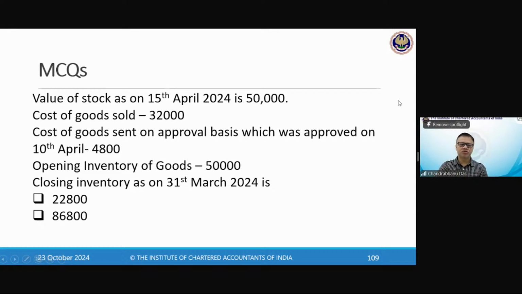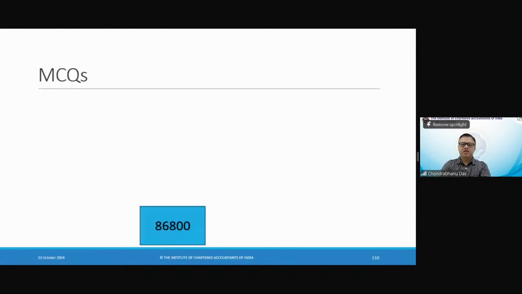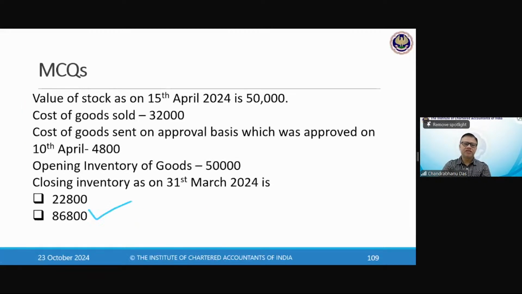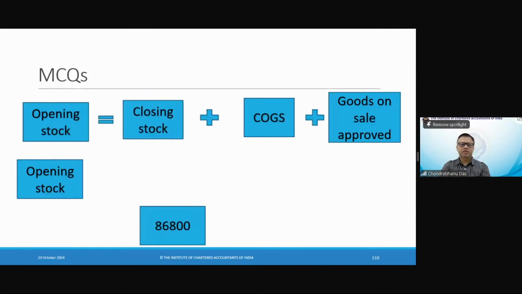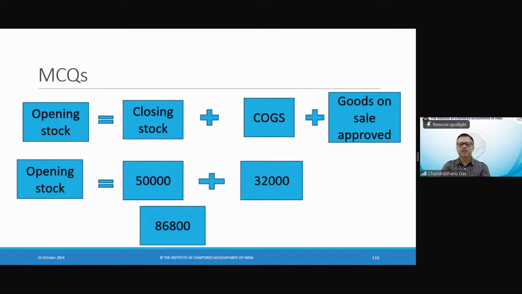This comes to 86,800. How it is happening is you have opening stock. See here clearly, you are having opening stock, and you have to go back to the closing inventory. If value of stock is 50,000, so 50,000 plus 32,000 plus 12,800 gives you 86,800.